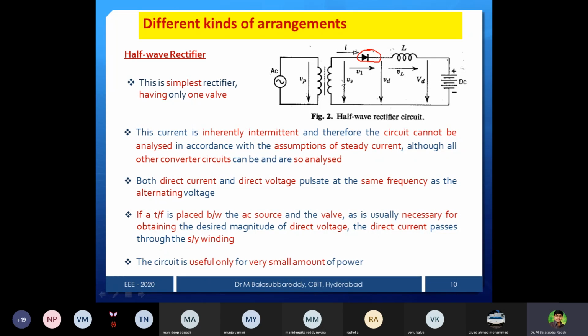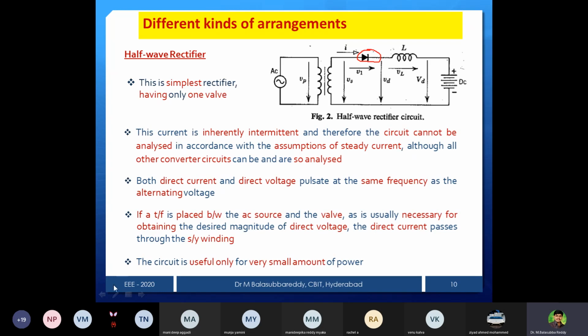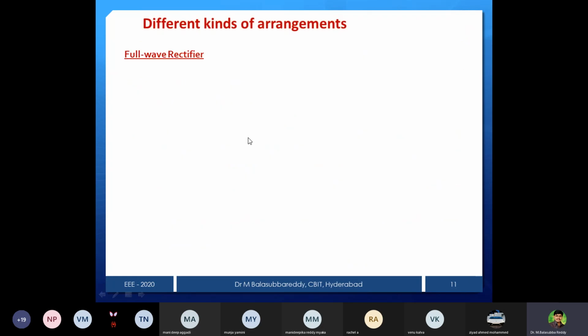This circuit is useful only for a very small amount of power, because it is a one pulse converter only. In one full cycle of the AC supply, you will get one pulse in the output. So this is the one pulse converter.